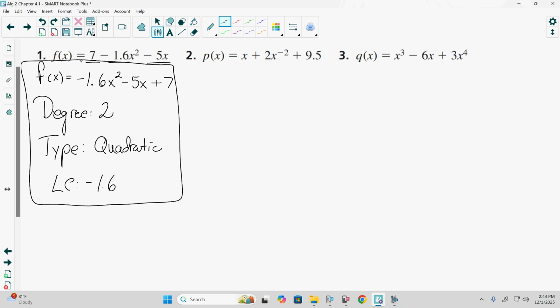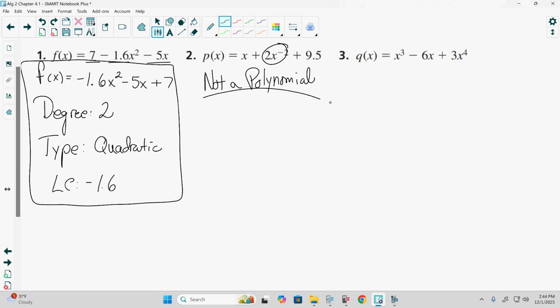Questions on number 1? How about number 2? Not possible. Why is it not possible? Attached to a variable. Yep. So this is not a polynomial. Not a polynomial. That's it. We don't have to state degree, type, leading coefficient, or make sure it's in standard form if it's not a polynomial. We good with these here?